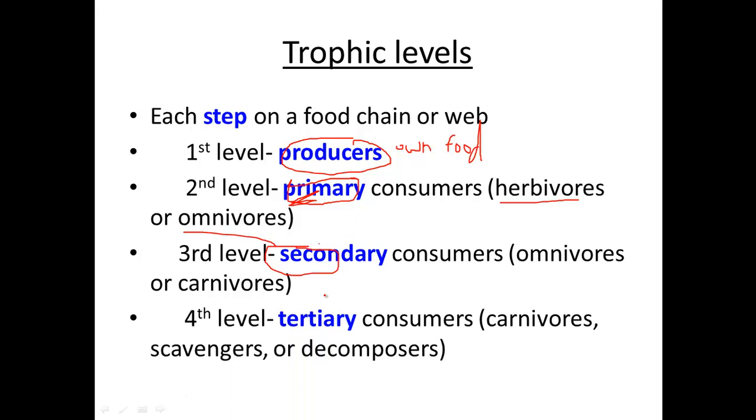And then we go another level up and we have tertiary. Tertiary means three. These are the third organisms to eat. So they can be the carnivores, they can be scavengers or decomposers. It depends on the food chain or food web.